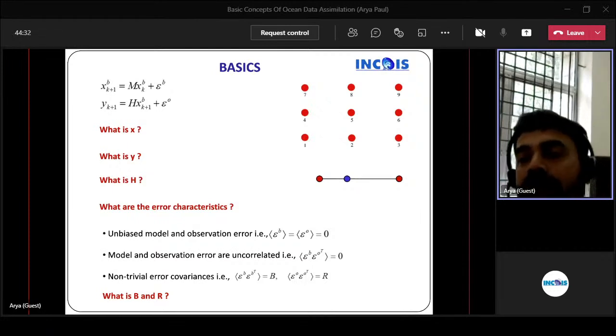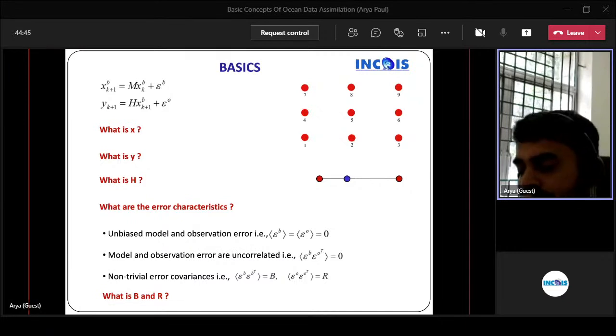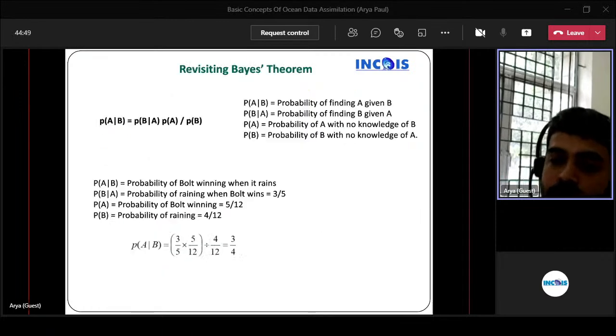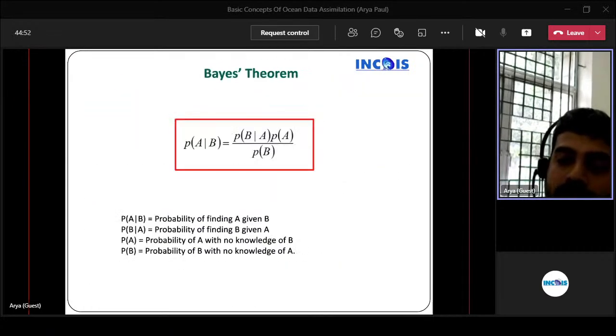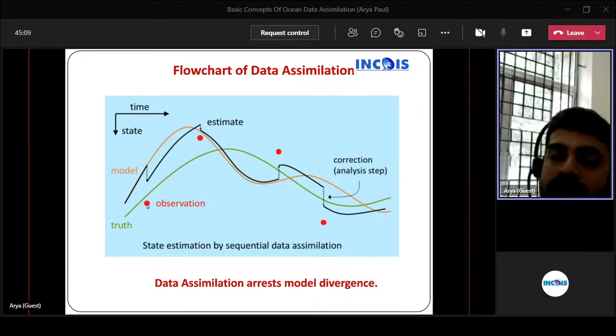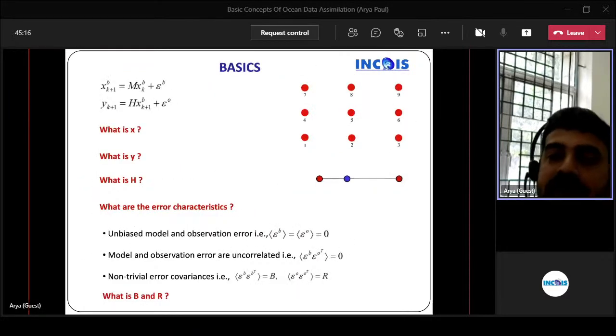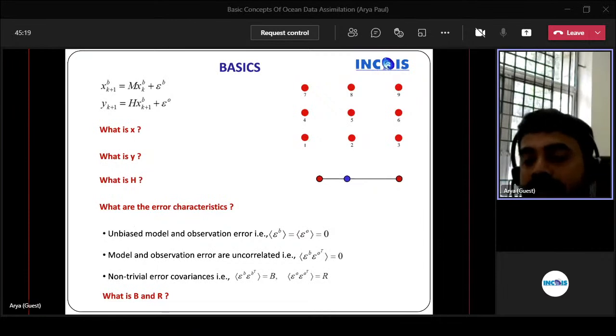And by ocean state, let's say x of B is my background ocean state. There are certain terminologies. The background ocean state is the ocean state that you have before assimilation. Which means, over here, at the top of this dotted line in the flowchart of the data assimilation diagram that we have, this is your background ocean state. This is your observation. So I'll come back again to this basic slide.